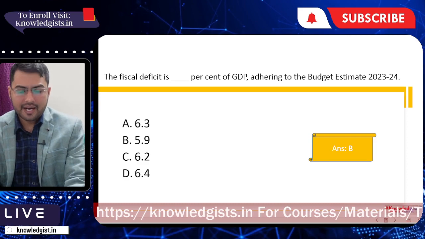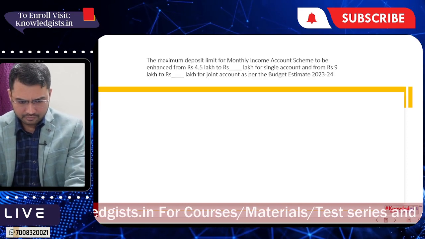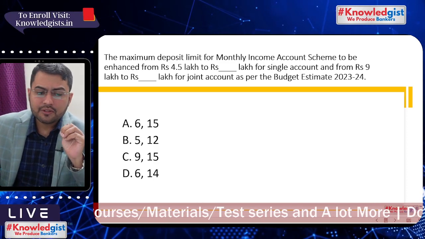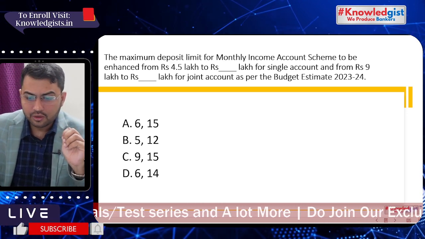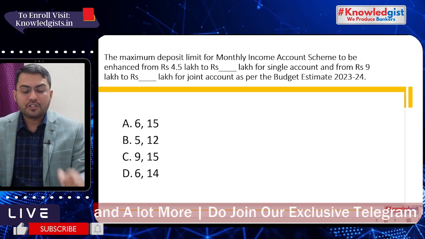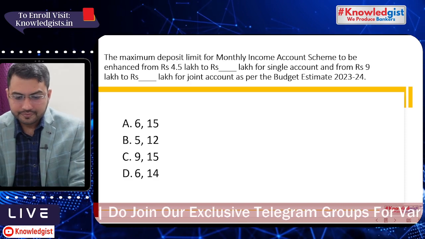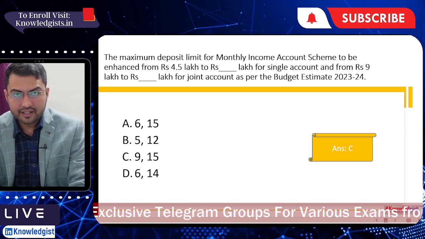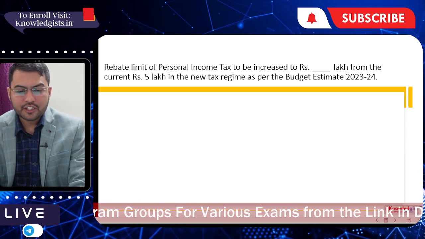And it stands revised; the estimate is at 5.9 percent. The maximum deposit limit for the monthly income account scheme is to be enhanced from rupees 4.5 lakh to what lakh for a single account, and from 9 lakh to rupees what for joint accounts. You remember the answers? It is 9 lakh and 15 lakh respectively. Right? Time to move to the next question.